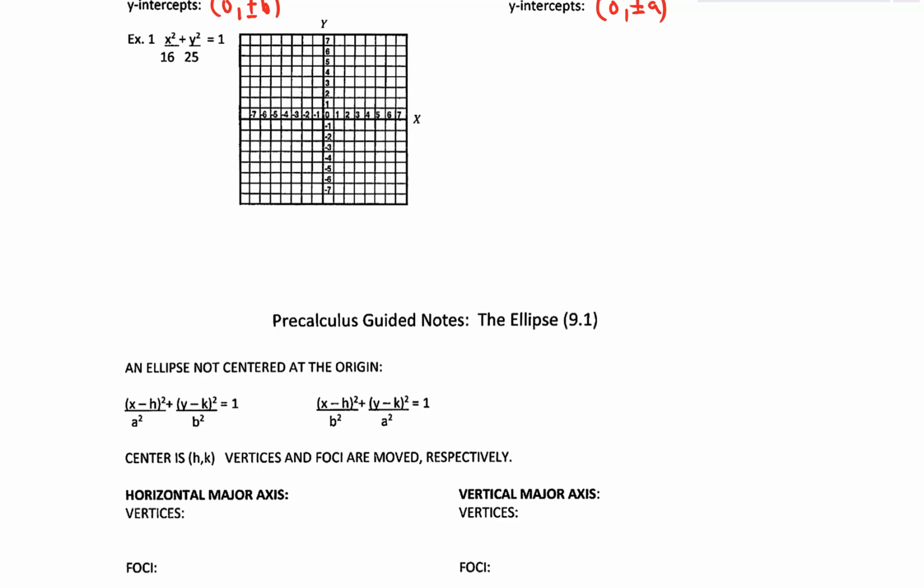So the first thing we have to do is identify what a and b are. And remember, in these, a is always going to be the larger value. So a squared would be 25, which means a is equal to plus or minus 5. And b squared in this problem would be 16, so b is going to be plus or minus 4.